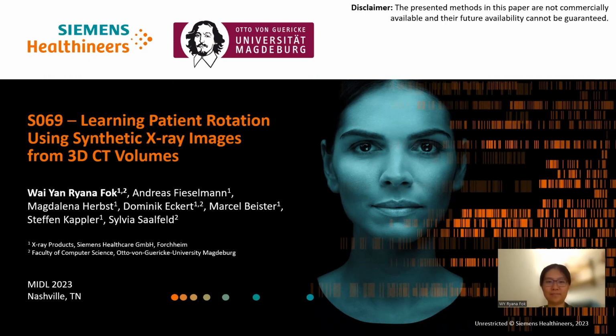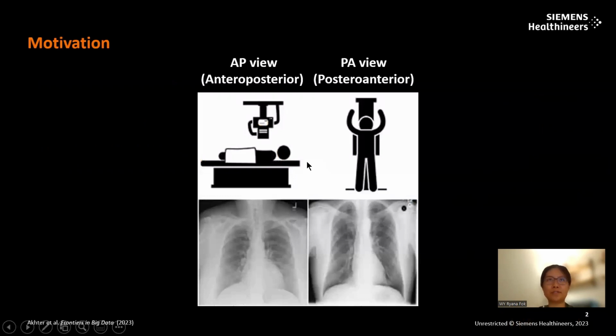I am Raina. In this project, we focus on chest X-ray, as chest X-ray is one of the most frequently acquired medical images. But for immobile patients, only AP chest X-ray could be performed, where the detector is placed behind the patient on the bed.